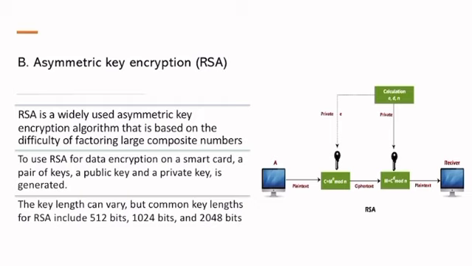The RSA is a widely used algorithm that is based on the difficulty of factoring large composite numbers. To use RSA for data encryption on a smart card, a pair of keys, a public key and a private key, is generated. The key length can vary, but common key lengths for RSA include 512 bits, 1024 bits, 2048 bits.